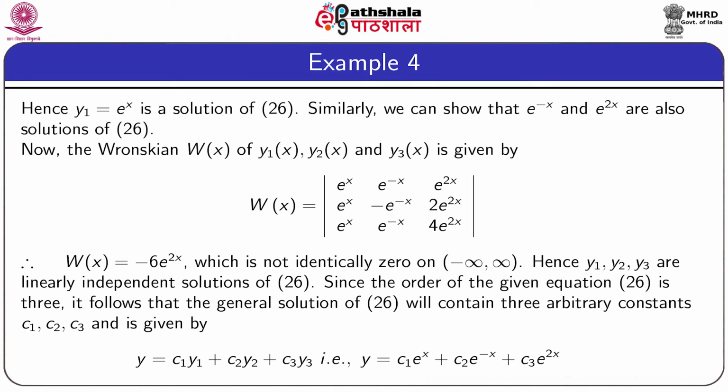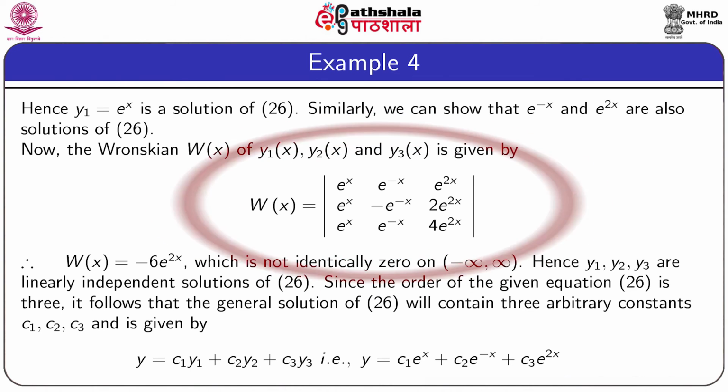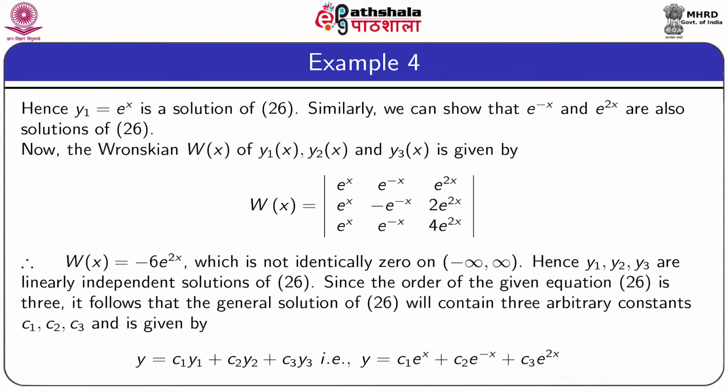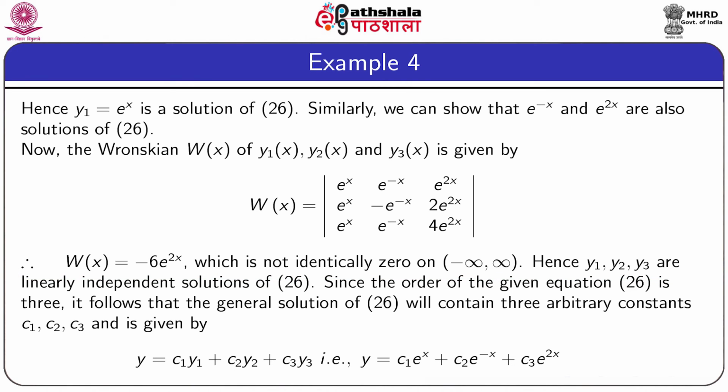We next calculate the Wronskian of y1, y2 and y3, which is given by W(x) equal to the determinant with rows e to the power x, e to the power minus x, e to the power 2x; e to the power x, minus e to the power minus x, 2 times e to the power 2x; e to the power x, e to the power minus x, 4 times e to the power 2x. If we expand this determinant, we get the value minus 6 e to the power 2x, which is not identically 0 on minus infinity to plus infinity, and hence we conclude that y1, y2, y3 are linearly independent solutions of the given differential equation.